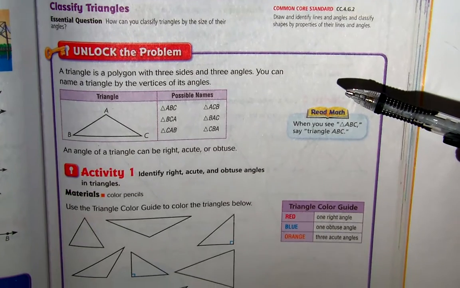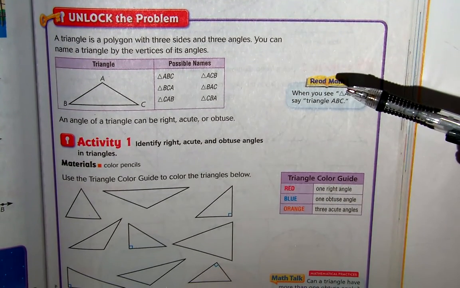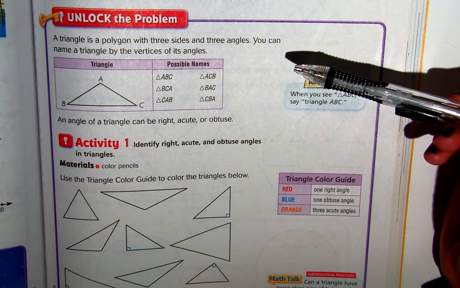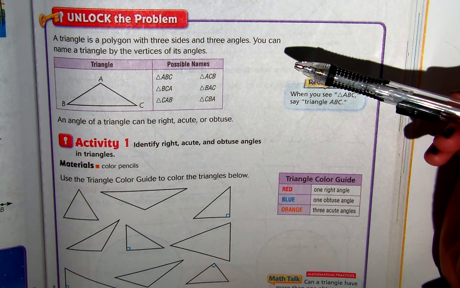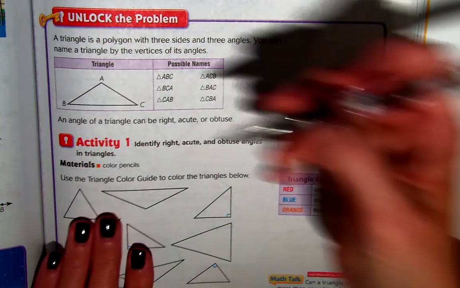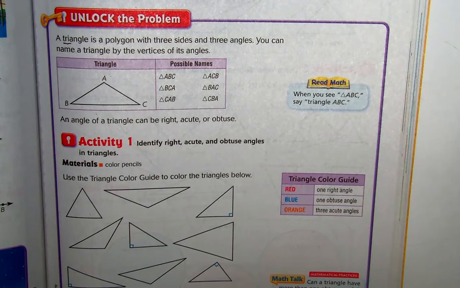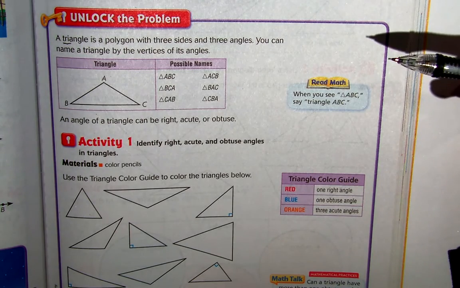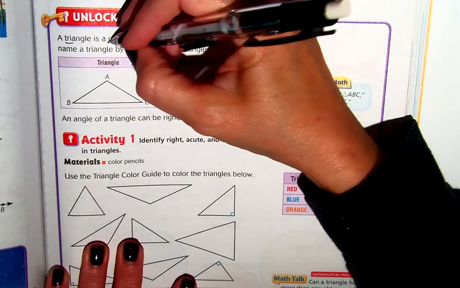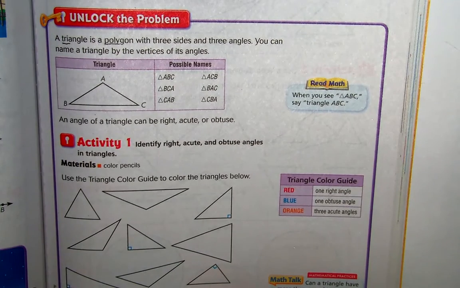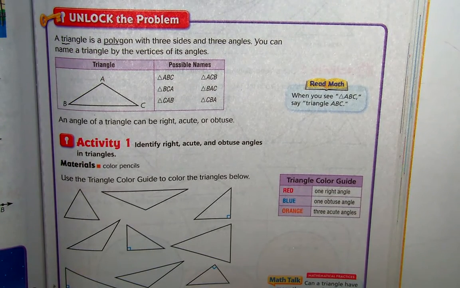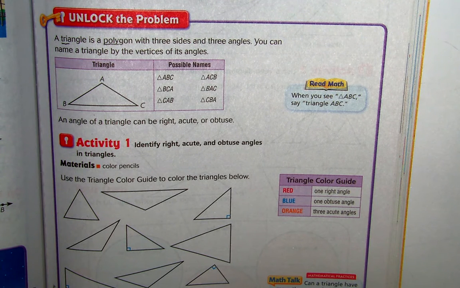It reminds us that a triangle is a polygon with 3 sides and 3 angles. And we know that the prefix tri means 3. And a polygon, and poly means many, so a polygon is a shape with many sides. And so a triangle is a polygon. A triangle is specifically a polygon with 3 sides and 3 angles.